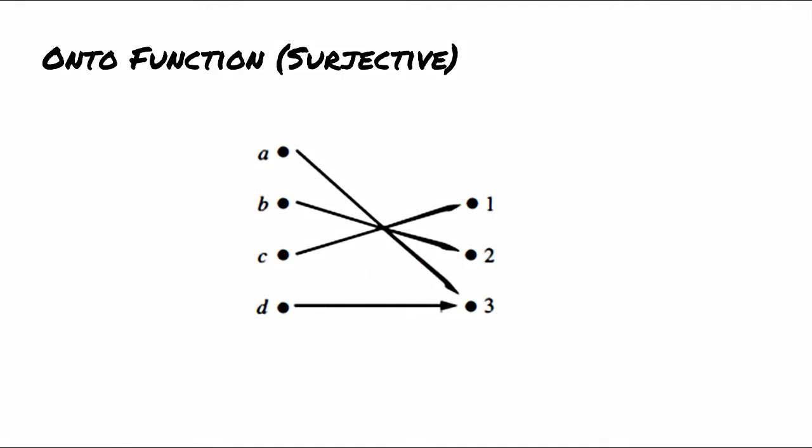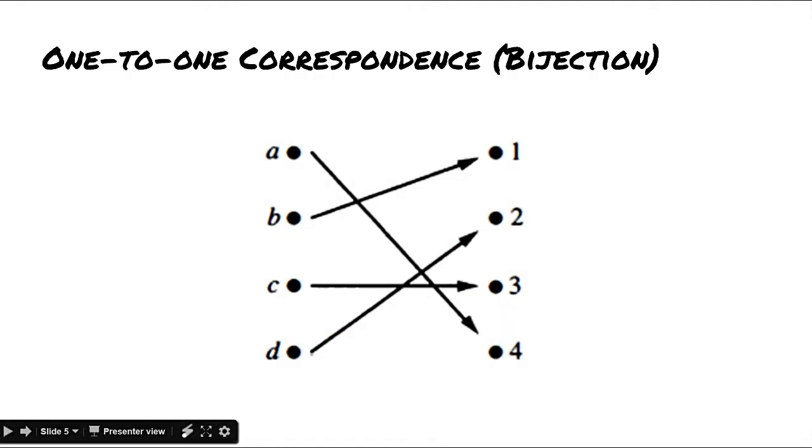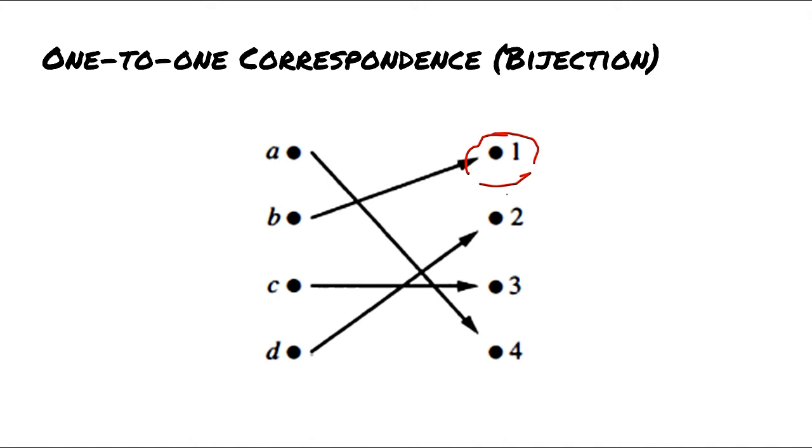Finally, we have one-to-one correspondence or bijection. So in that case, all the codomain elements are assigned, and these assignments are unique, so making it both onto and one-to-one at the same time.